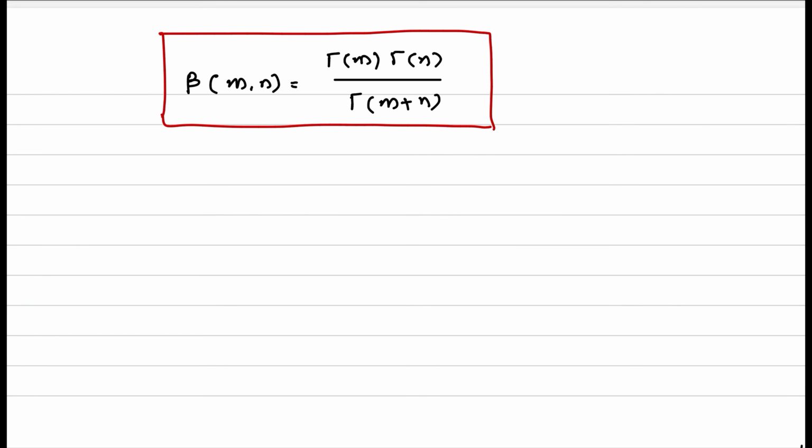Another important relation between beta and gamma. Instead of m you can use p, q, a, b, x, y, that is up to you. There is nothing going to stop you. These are all arbitrary numbers. Don't worry about the name of the variable, whether it is m or x or y or n. The usual notation will have this.